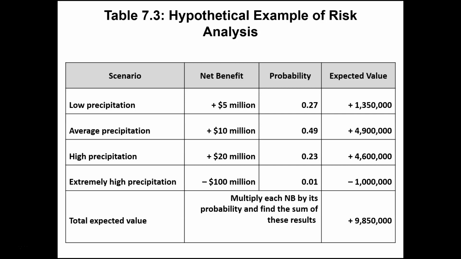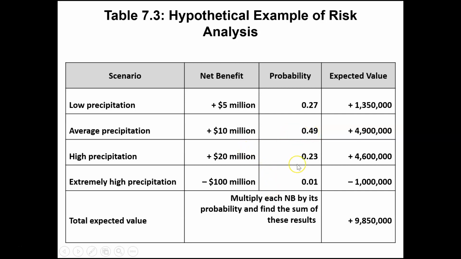So notice here in this table, we've got the benefit of the dam if we have low precipitation, and the probability that we will have low precipitation. So we can look at weather histories and forecasts and figure out how likely are we to have low precipitation. And the answer in this example is 27% of the time we might have low precipitation, right? And they do that for each of the levels of precipitation. If we get average precipitation, then the benefit of the dam is $10 million to us. There's 0.49 probability that we'll have that, right?